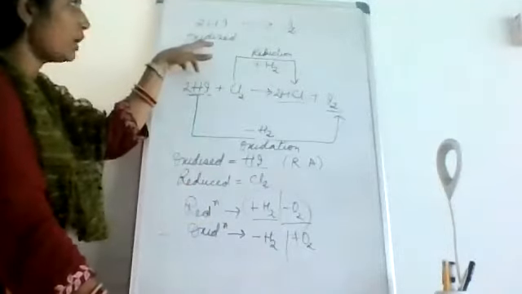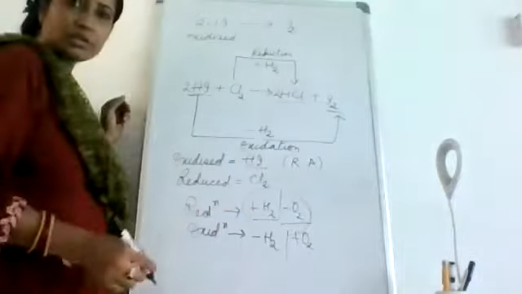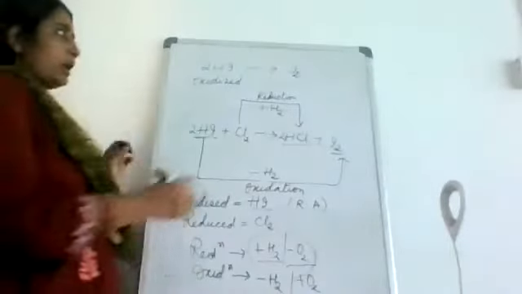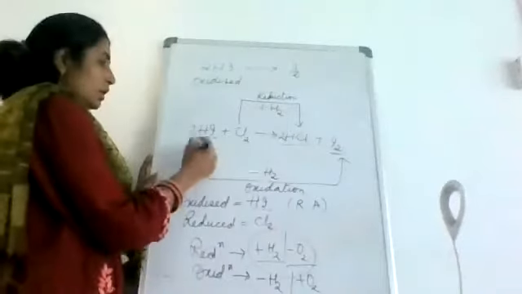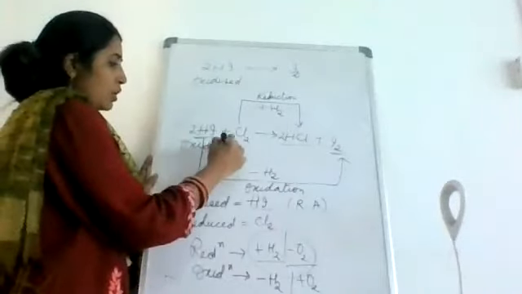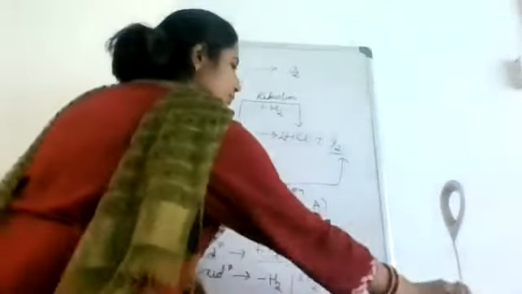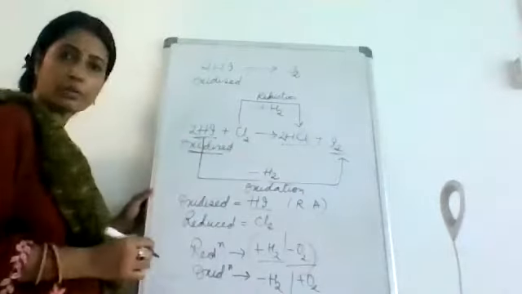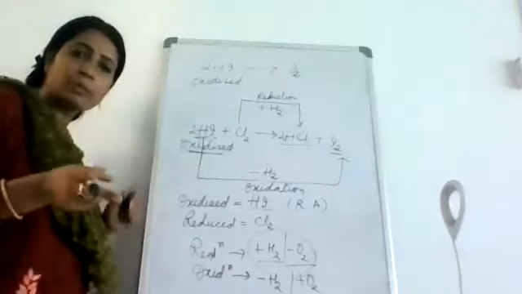So this is called oxidized. And the process is called oxidation. The reactant is called oxidized. So this reactant is called oxidized. And the one which is oxidized, how does it behave?